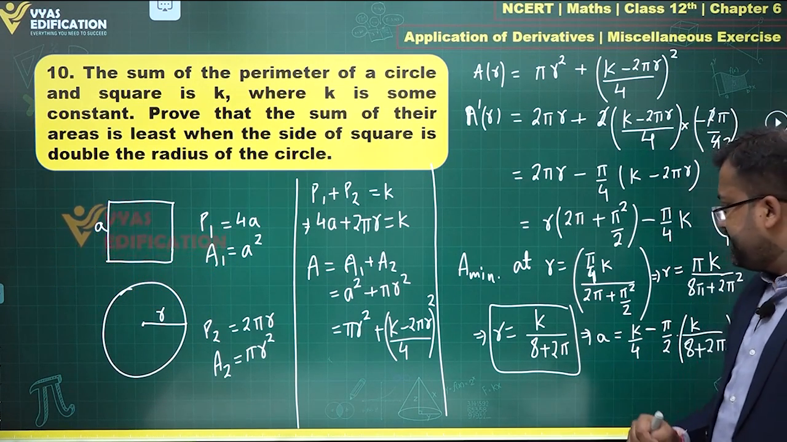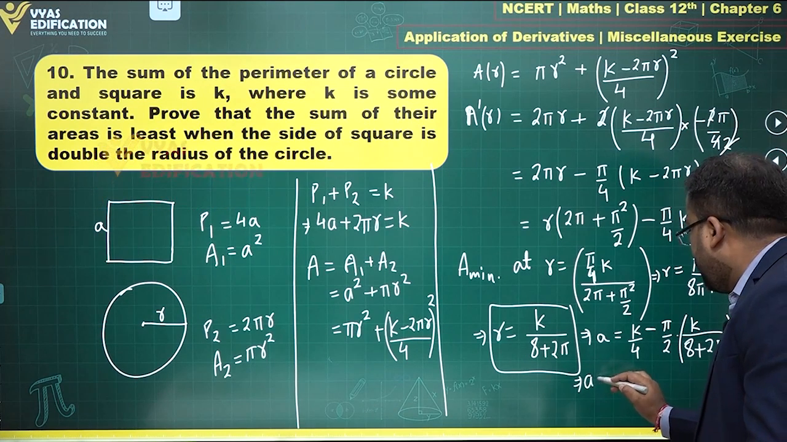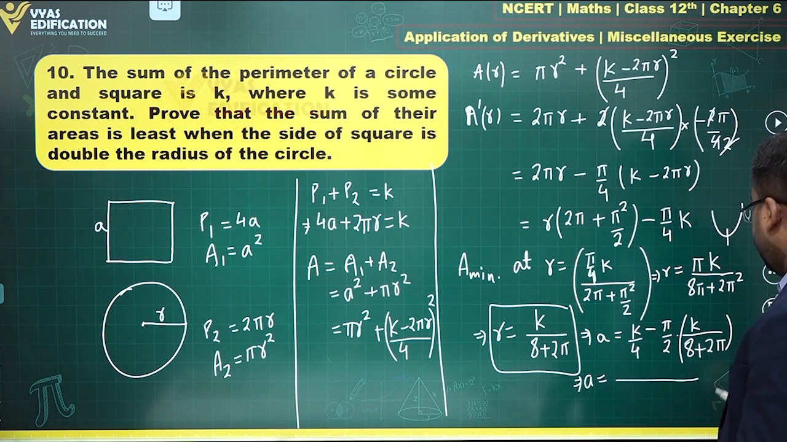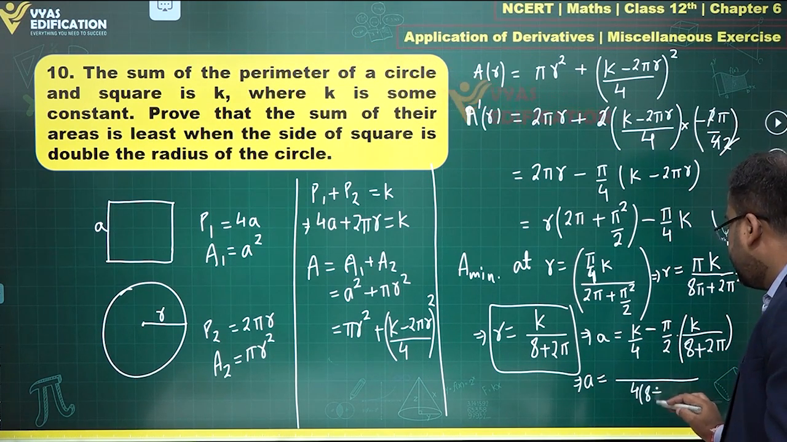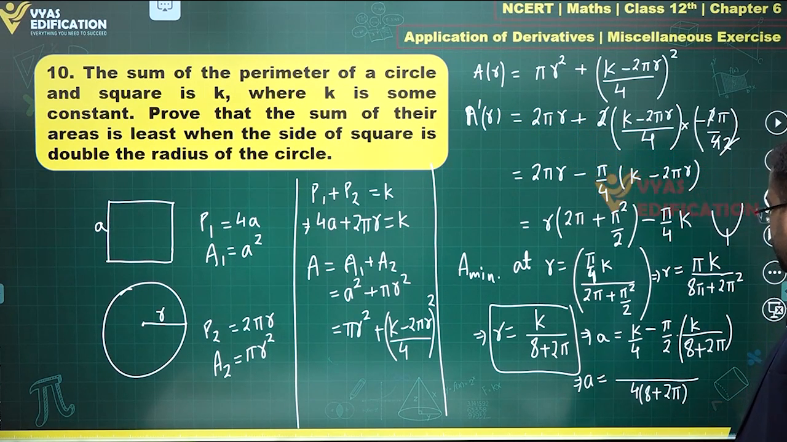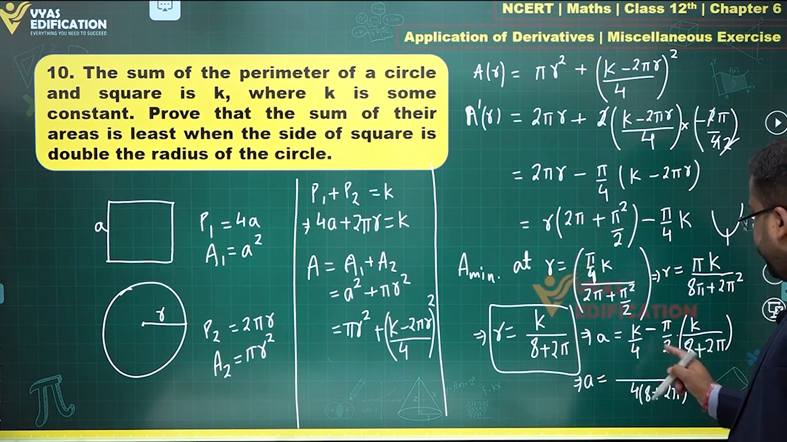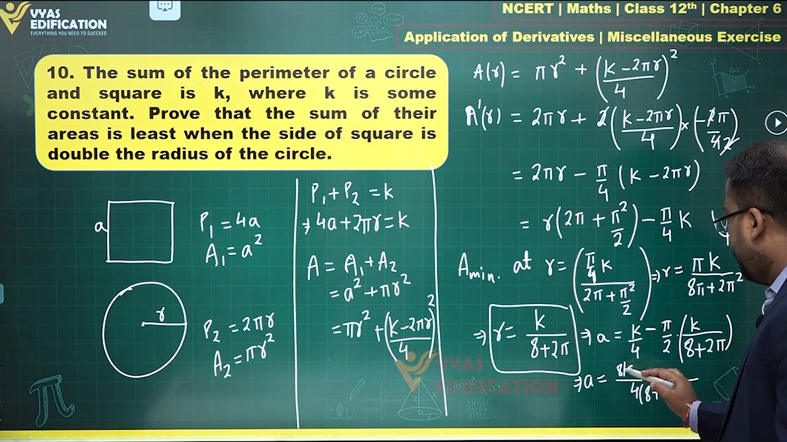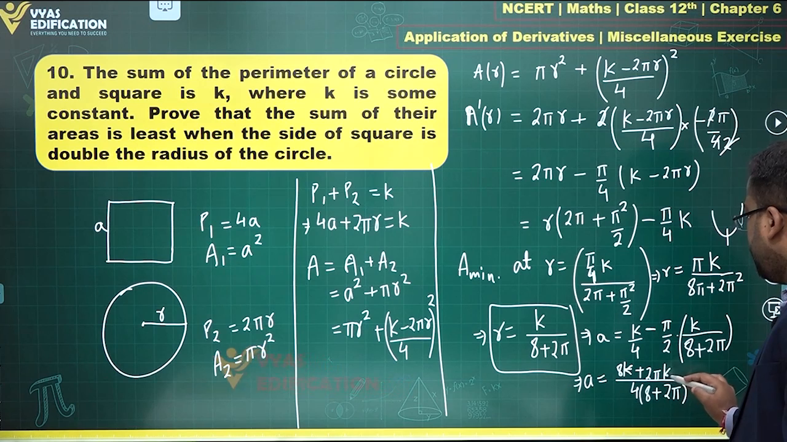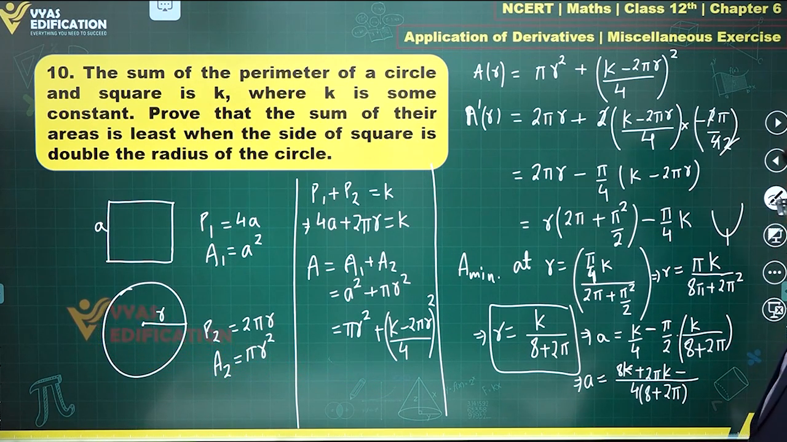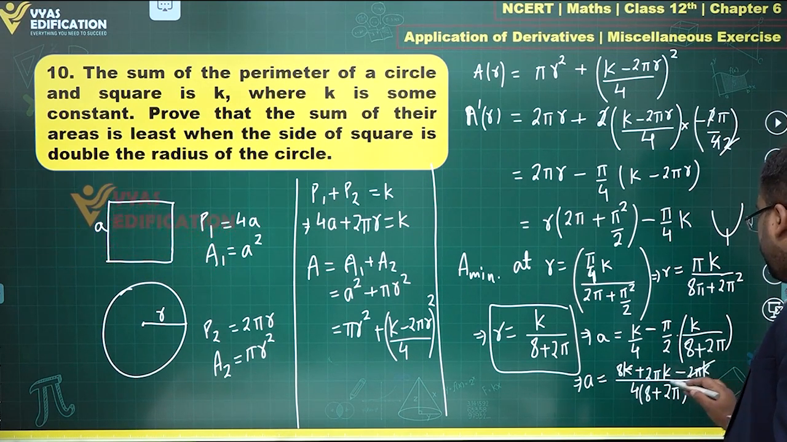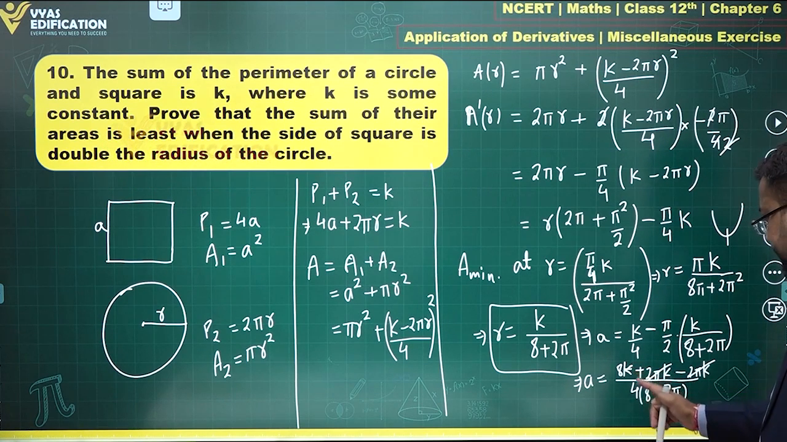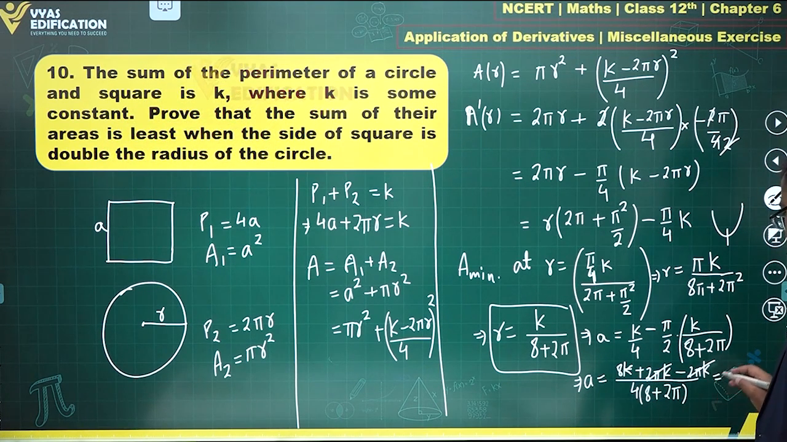Can I simplify this somehow? Yes, I can simplify that. What will this give me? A equals, let's simplify this further, and the LCM will be 4 times (8 plus 2 pi), and this will become 8k plus 2 pi k minus 2 pi k is what you get, right? Please observe, this is what you get. So 2 pi k gets cancelled, and 8k upon 4 will become 2k upon (8 plus 2 pi).